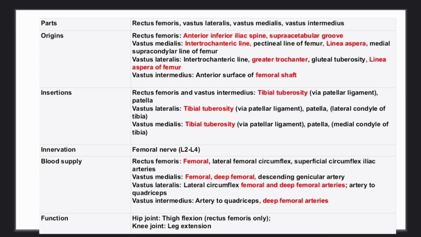joint and plays a role in everyday activities, and only rectus femoris crosses both the hip and knee joints.